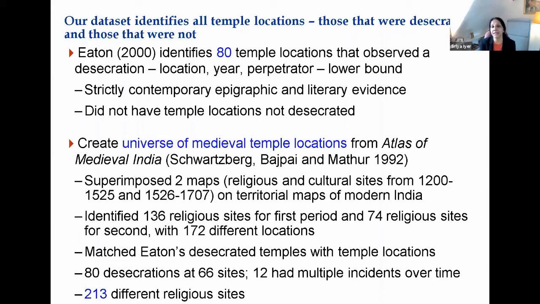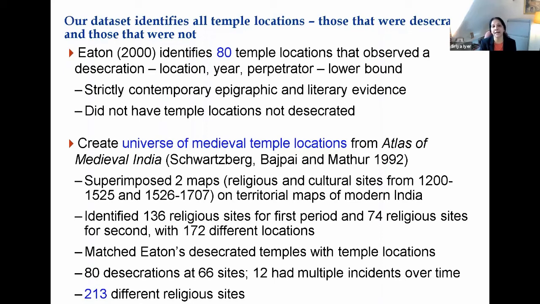In some ways, these 80 temple desecrations are a lower bound on the number of desecrations that occurred. But we stick to these 80 because we have strictly contemporary epigraphic and literary evidence that they did actually occur. That evidence comes from the writings of scholars like Amir Khusro and Amir Hassan and others who wrote at the time. Sometimes we can't take some desecrations that were recorded later in the colonial period, and maybe we can talk about that in the discussion, mainly because it is not always clear that those colonial accounts are true of the events that occurred in the medieval period. So we've stuck to the strictly contemporary epigraphic and literary evidence, and from that you've got the 80 temple desecrations.